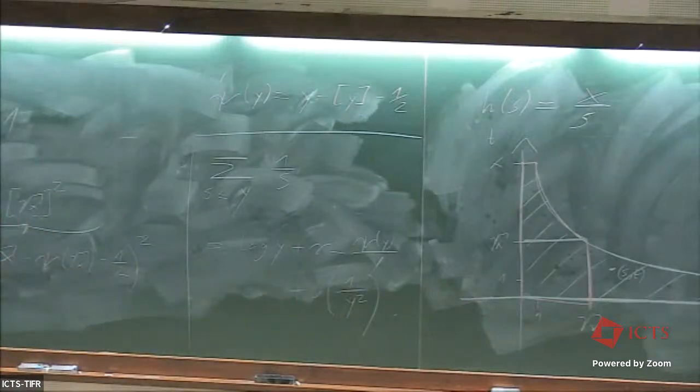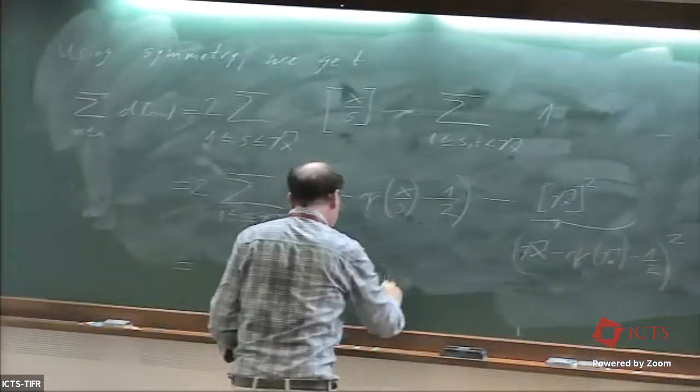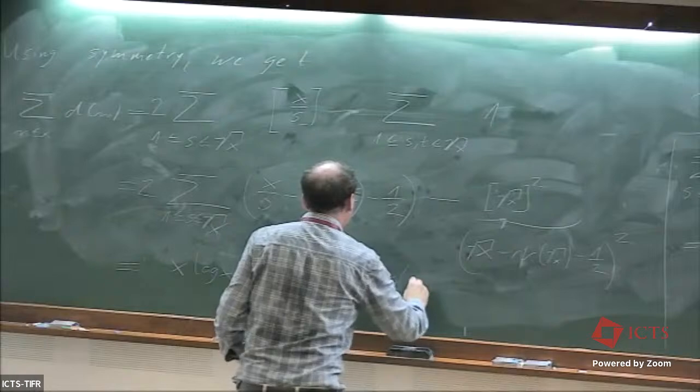And now you can plug this approximation in. And then you do some calculations, which I don't want to carry out because we have not much time. What you get in the end is x log x. There's a lot of cancellation coming up. Plus (2 gamma minus 1) x plus O of square root x.